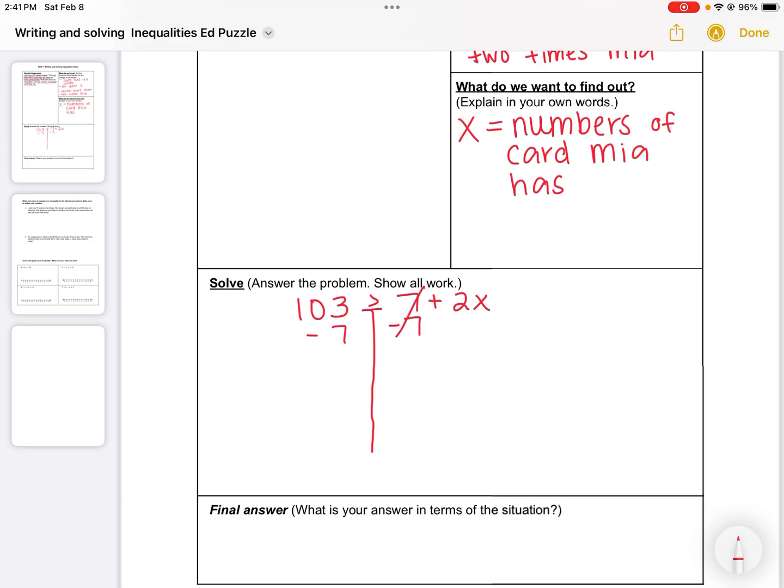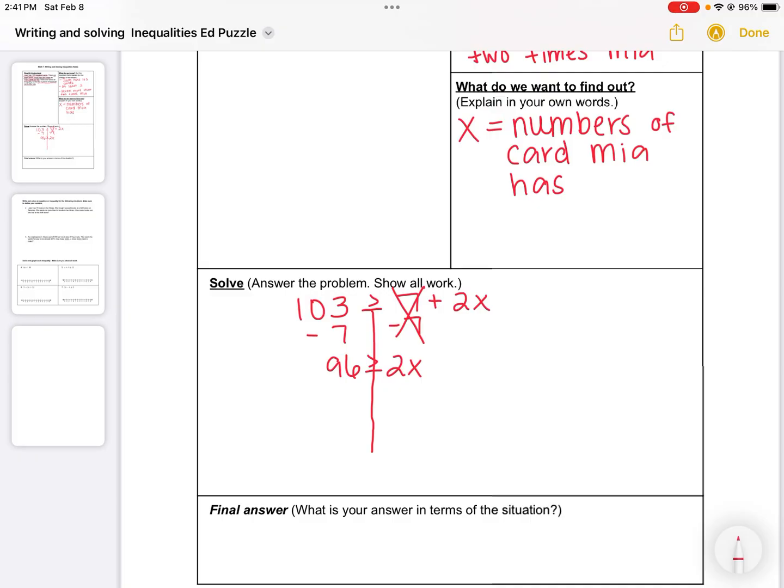When I do, these cancel, and my 2x comes down. 103 minus 7 gives me 96 cards left, and my inequality sign still stays the same. My last step that I need to look for is, are there any multiplying or dividing things happening? Yes, there is multiplication happening.